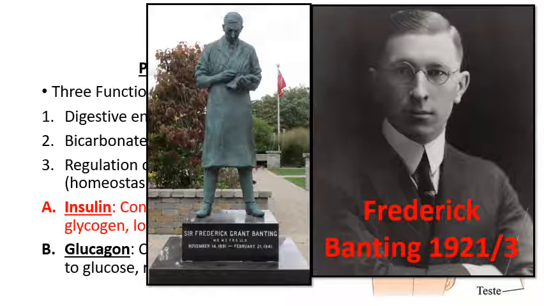Okay, so this is a course in a Canadian college. So we, as proper Canadians, should know who our national heroes are. And so one of the Canadian scientific national heroes was a man named Frederick Banting, who discovered insulin in 1921 and received the Nobel Prize for that in 1923.